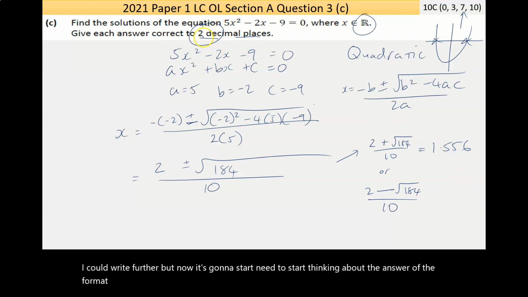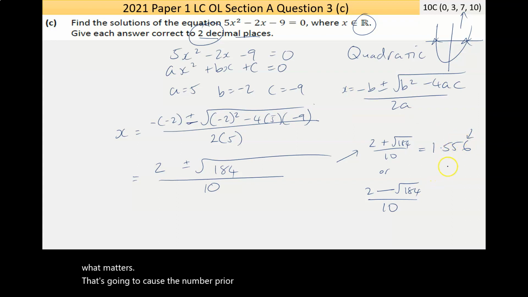They want it in 2 decimal places, so the third decimal place is what matters. That's going to cause the number prior to it to go up by 1. So my answer there is 1.56.